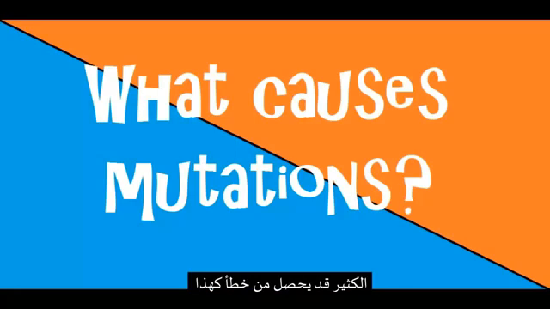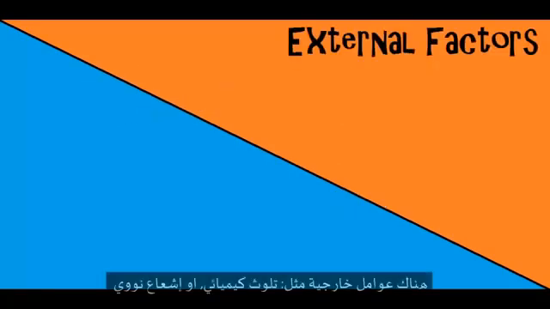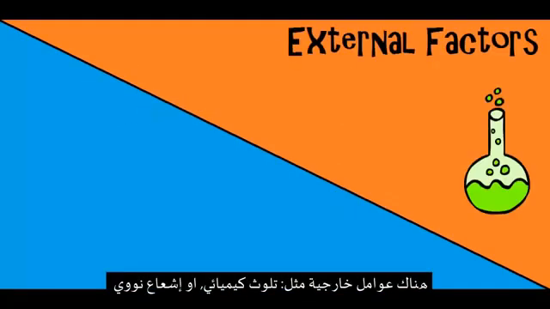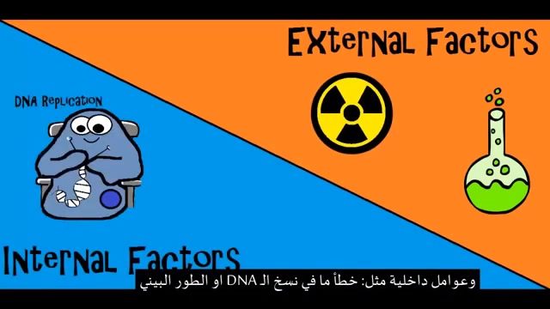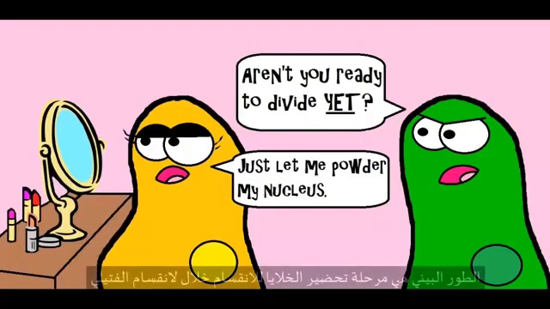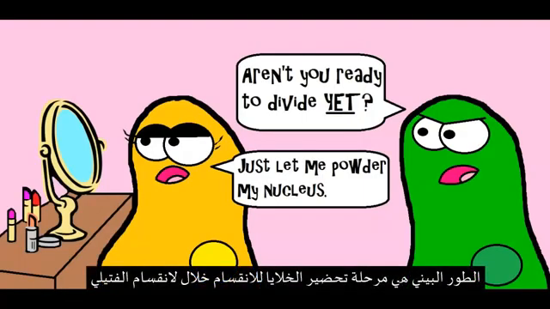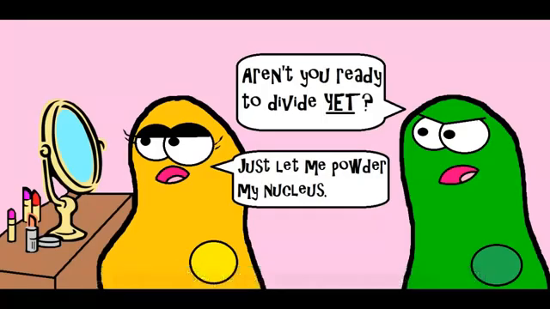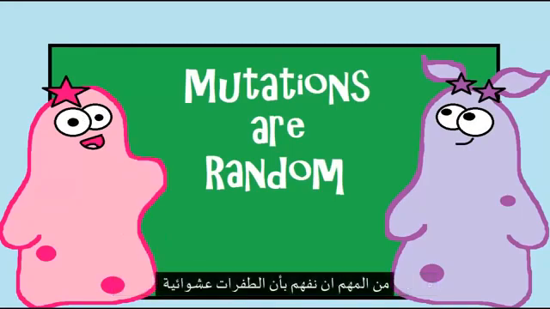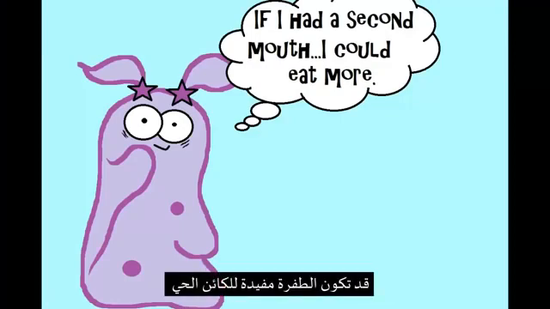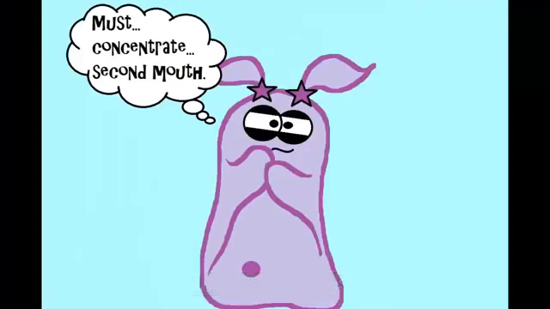Many things can cause an error like that. There can be external factors, like chemicals and radiation, internal things too, like something goes wrong during DNA replication, during interphase. Interphase is a stage that prepares cells to divide during mitosis. And now while these things can increase the chance that a mutation is going to happen, it's important to understand that mutations, they're random.